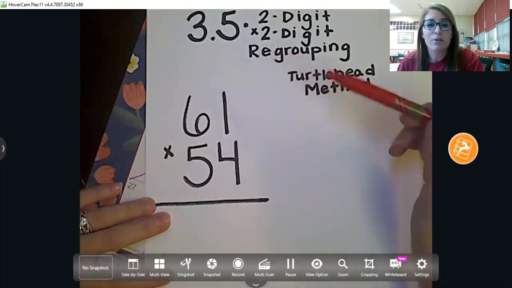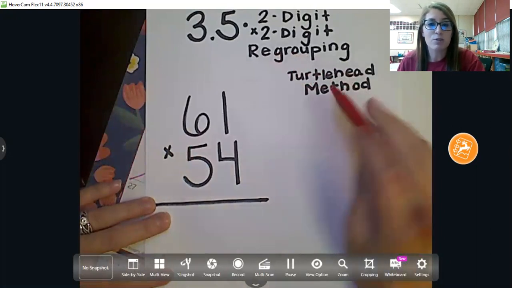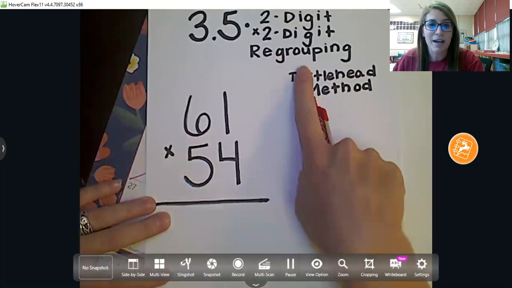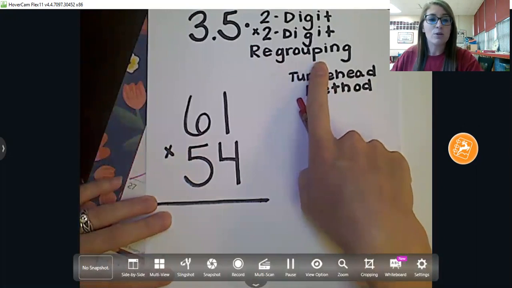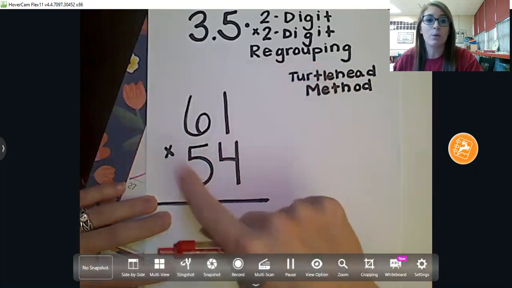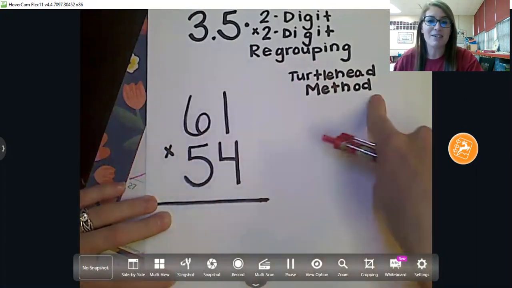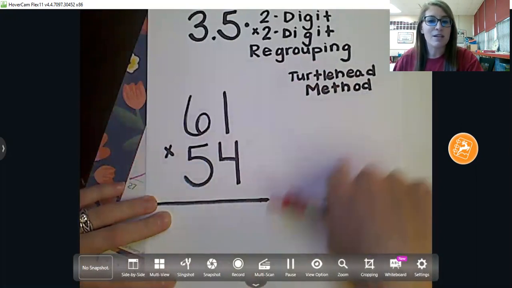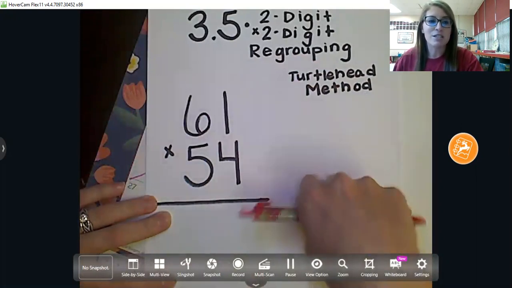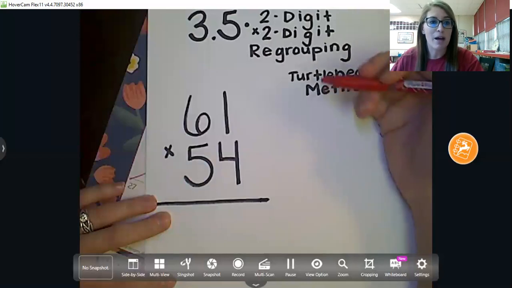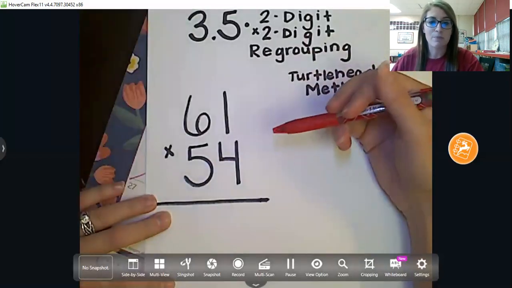Today, we're going to talk about two-digit by two-digit multiplication using regrouping. Just like regrouping with two-digit by one-digit, we're going to do regrouping with two-digit by two-digit. And I have a silly little method that I use every year with my class, and it's just an easy way to remember the steps to multiplying with regrouping with two-digit numbers.